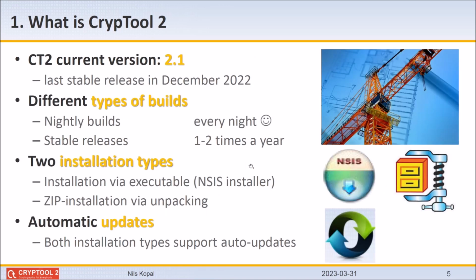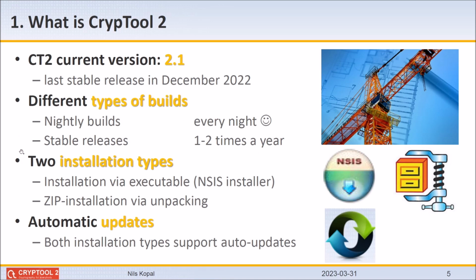CT2 is now in the current version 2.1, and we released the last stable release in December 2022. And we support different types of builds. We have regular nightly builds, which are setup programs or builds of CrypTool 2 that are created every night, or when we have new source code added to the repository. And then, of course, we have stable releases. These are releases intended for usage in the classroom, for instance, or at home. And we have mostly stable programs or components in CrypTool 2. These are released 1 or 2 times a year.